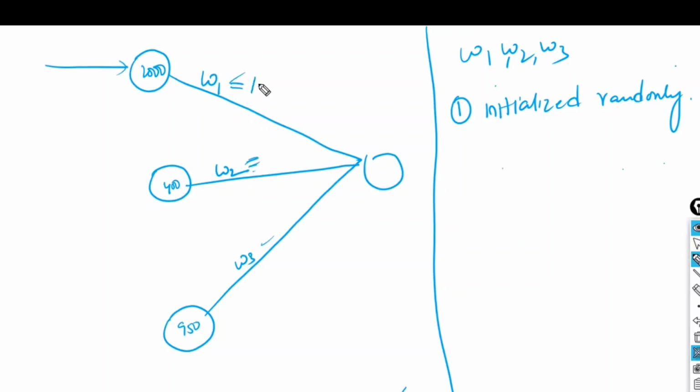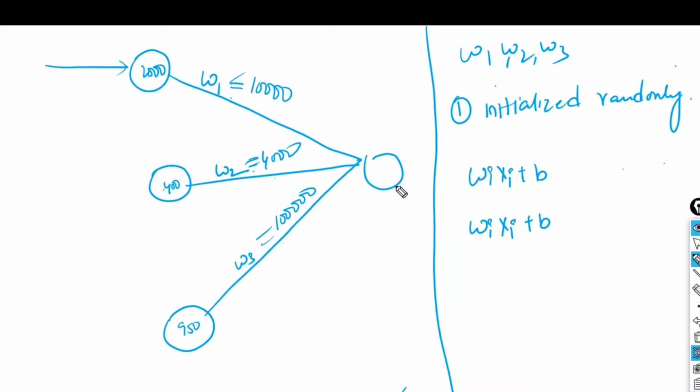Suppose I am initializing these as 10,000, 4,000, 10 lakhs, something. After initializing randomly, now you calculate wi xi plus b. The W value is there, the corresponding x value is there. So now you are going to calculate the sigma wi xi plus b value.